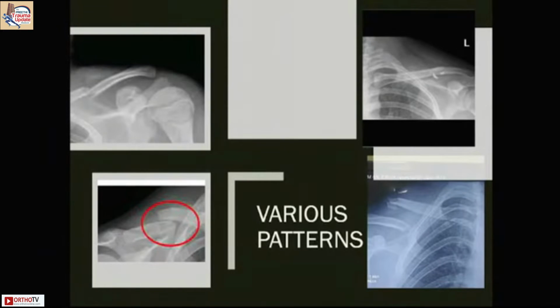So I think in every orthopedic surgeon's practice, you would like to have all these various patterns of clavicle fractures. This one is a pediatric clavicle fracture, an adult fracture with a non-displaced clavicle, here a displaced fracture with cortical contact, and a displaced fracture with no cortical contact.